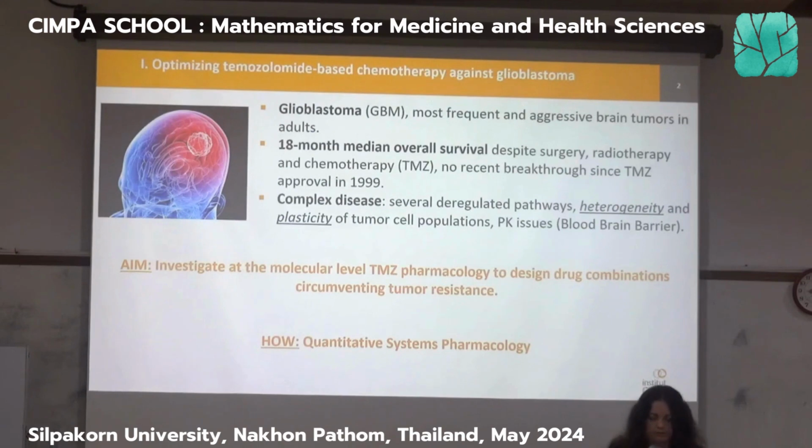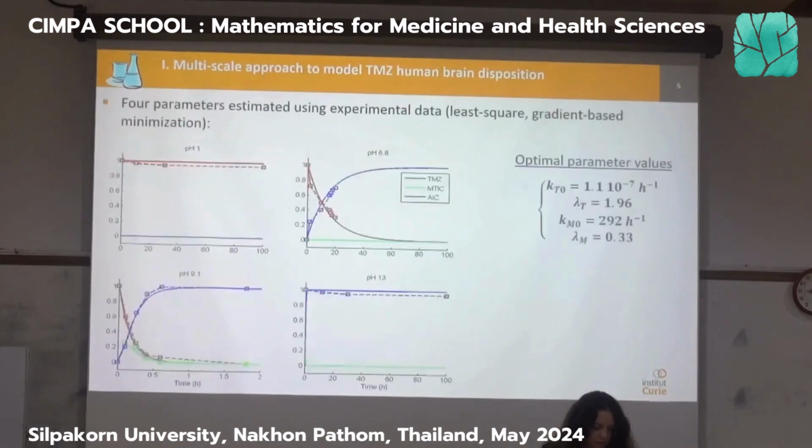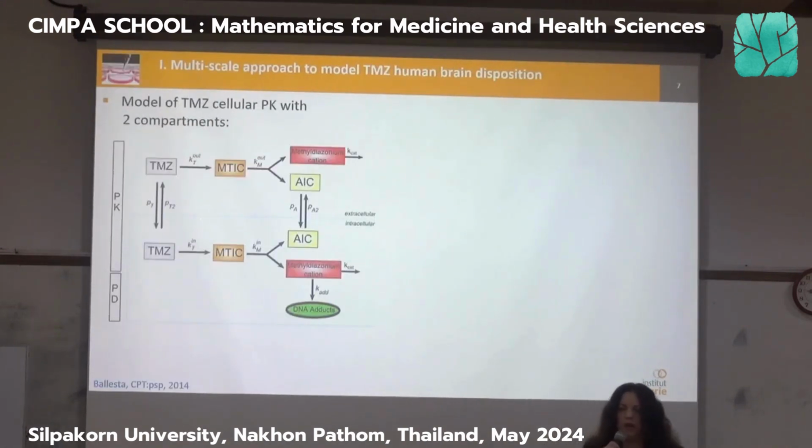treatment of glioblastoma. So what we have learned is that it was possible to design a mathematical model, I will go directly to this one, a mathematical model of the pharmacokinetics of the drug at the cellular level, where we have two compartments, one for the extracellular space and one for the intracellular space.